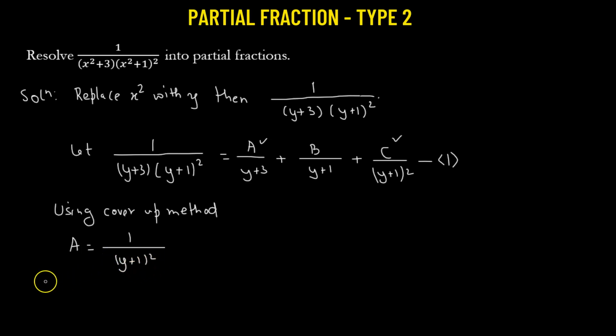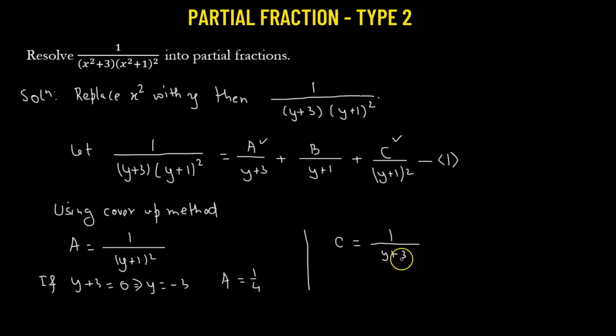So what we have done is we have covered up y plus 3, meaning if we consider y plus 3 and equate it to 0, solving for y gives us negative 3. If we substitute this value back into our original fraction, 1 over y plus 1 whole squared, then the value of A comes out to be positive 1 over 4. Using the same technique, we can also find the value of C. So C will be equal to, taking the original rational fraction and covering up y plus 1 whole squared, which leaves us with y plus 3 in the denominator.